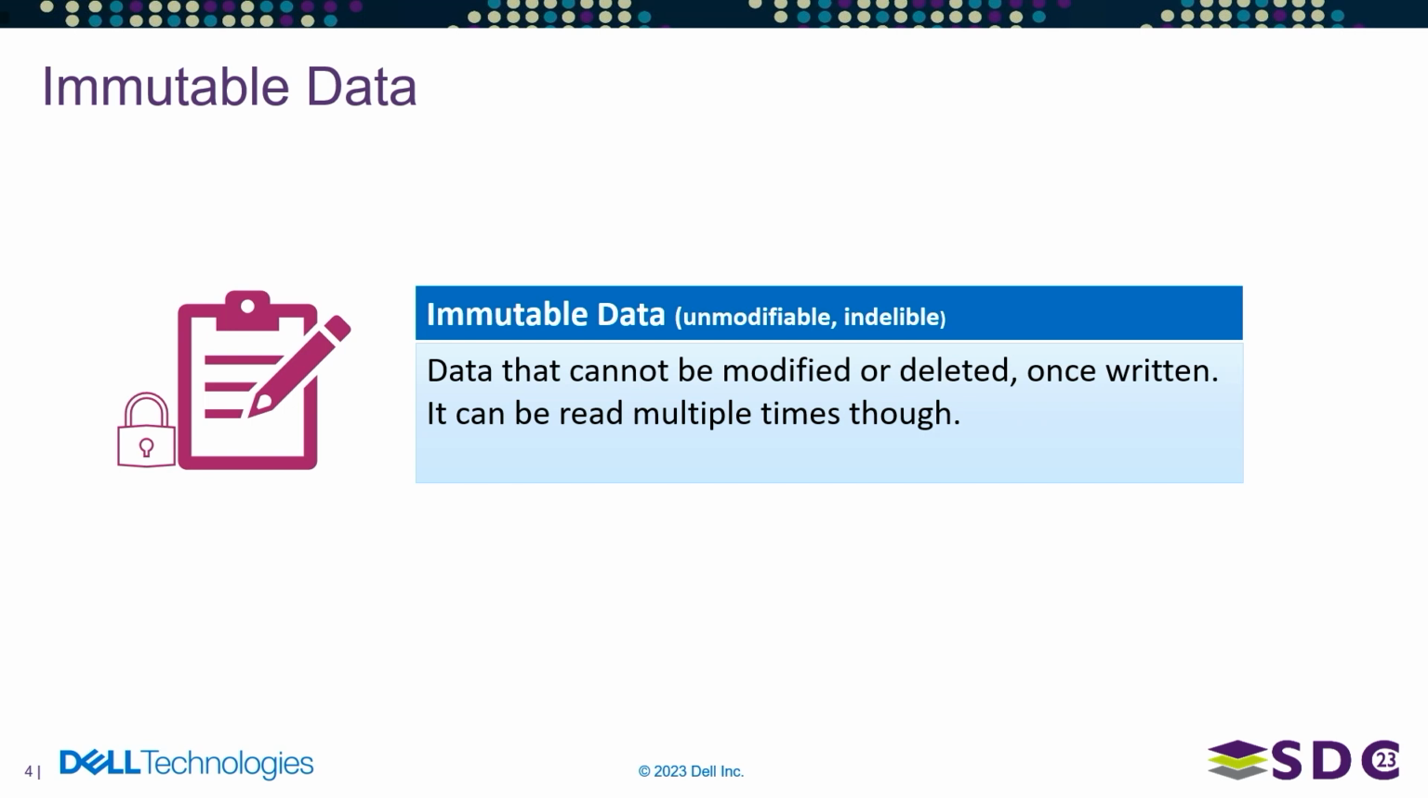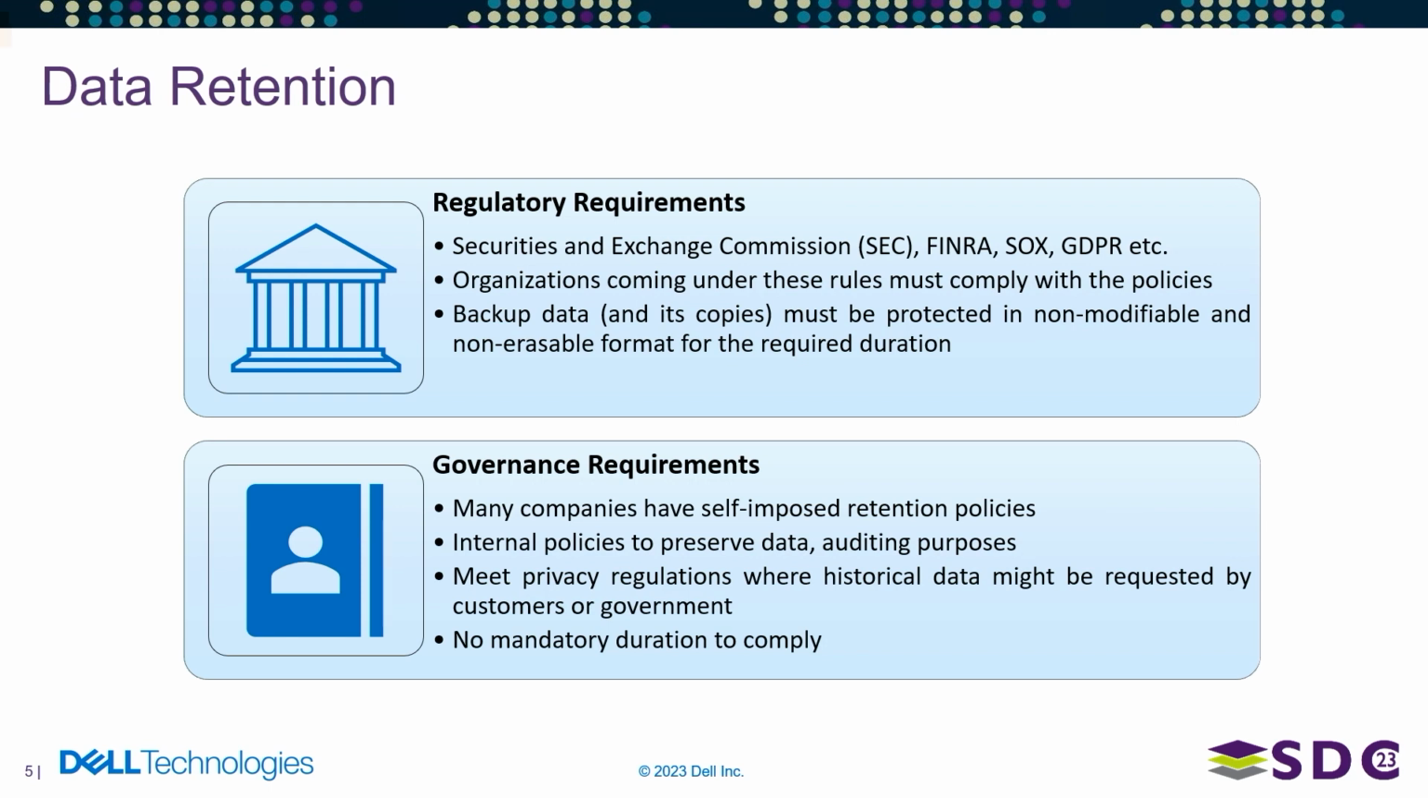So, immutable data. The basic definition of immutable data is once written, it cannot be modified or deleted. It can be read, of course, multiple times. So, why is this important? Because we have many customers that are under either regulatory requirements, or they want to retain data themselves because of self-imposed restrictions.